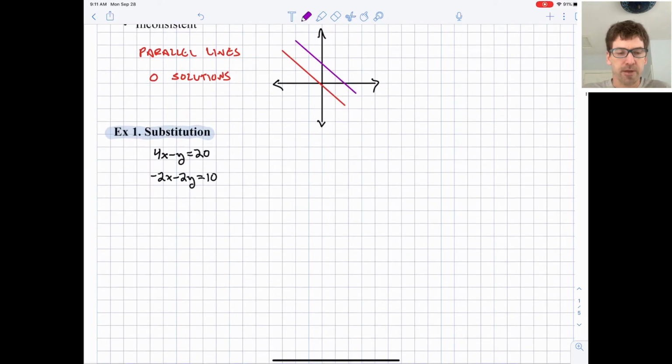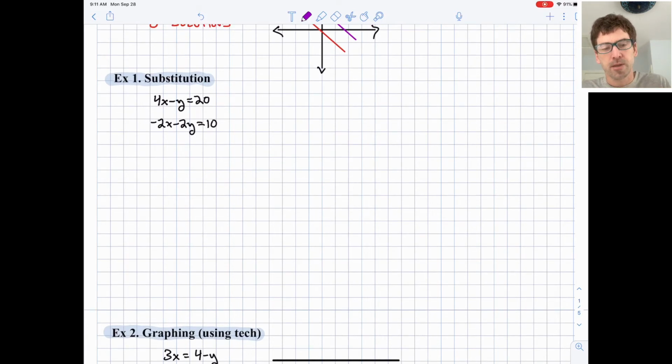The first algebraic method we're going to look at is substitution. Our goal here is to isolate a variable and then plug what that variable is equal to in for that variable in the other equation and solve. So you have to think about which variable is going to be easiest to isolate. It looks like y in the first equation will be easiest. We can add y to both sides and subtract 20 from both sides, and we get 4x minus 20 is equal to y.